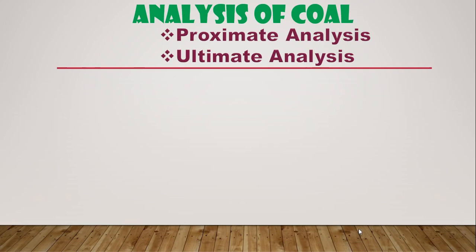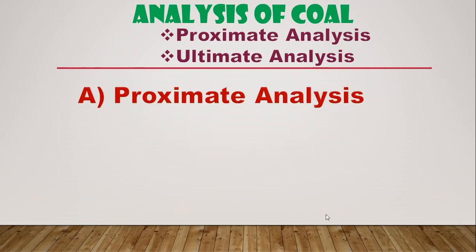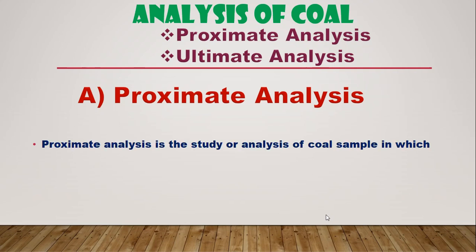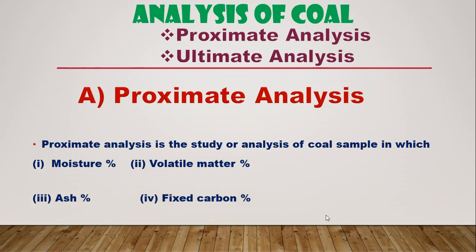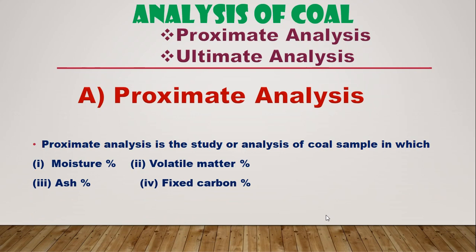One is the proximate analysis, second is the ultimate analysis. First, proximate analysis. It is the analysis of a coal sample in which first the moisture percentage, second the volatile matter percentage, third the ash percentage, and lastly the fixed carbon percentage is determined. When we determine these four, this analysis is known as proximate analysis.